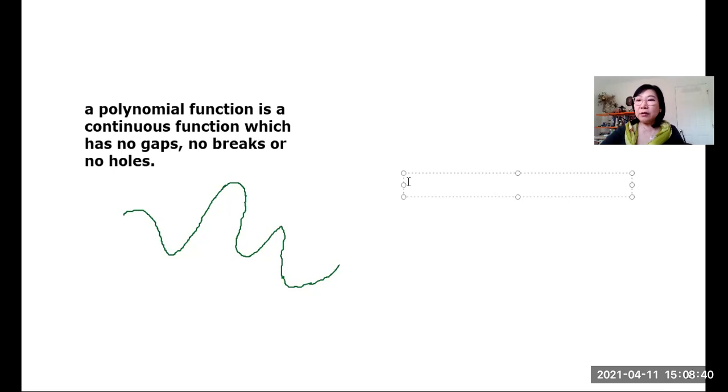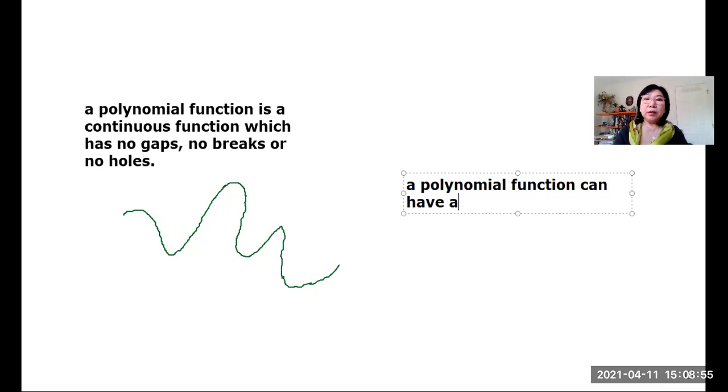So the next condition for a polynomial function: a polynomial function can have an odd degree or even degree. And when we're talking about degrees, we're talking about the highest degree in the function, right?